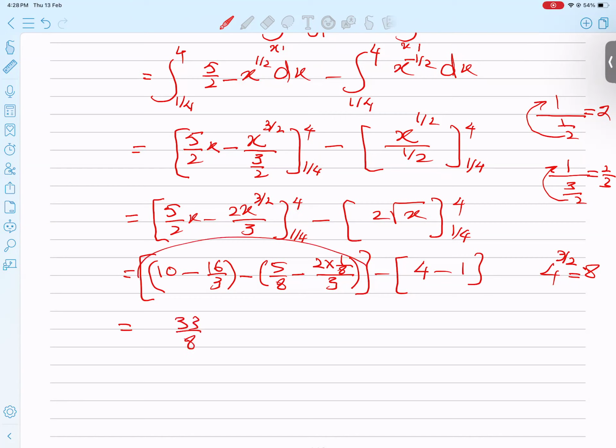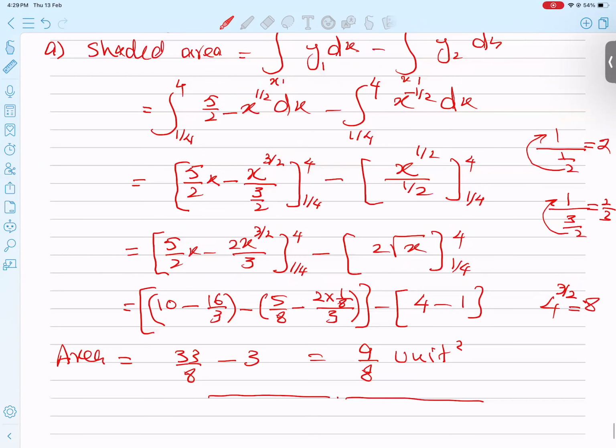Let me repeat my words if I type it all together. And negative 3. When I subtract 3 from here, the answer turns out to be 9 by 8 unit square. And this is the shaded area, or the area between two curves, which I was looking for. So I believe this part is very clear.